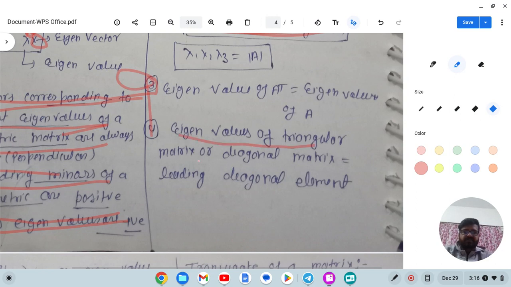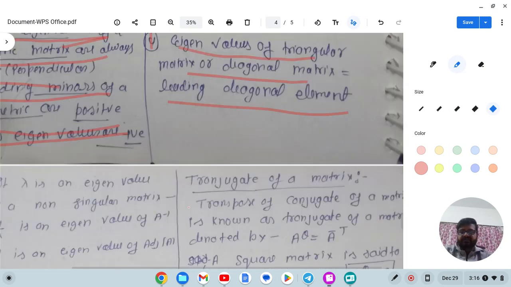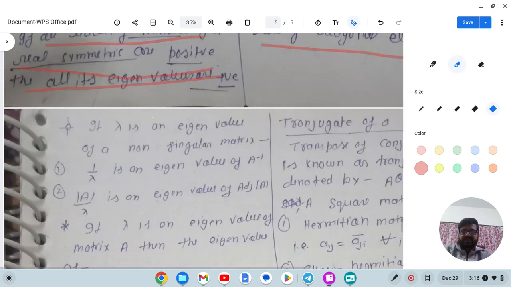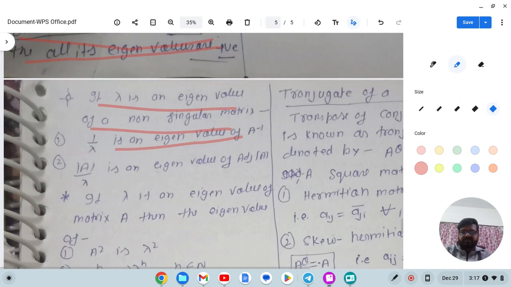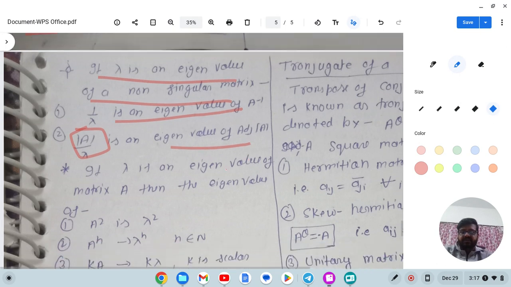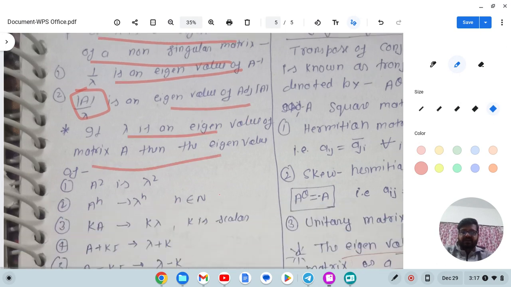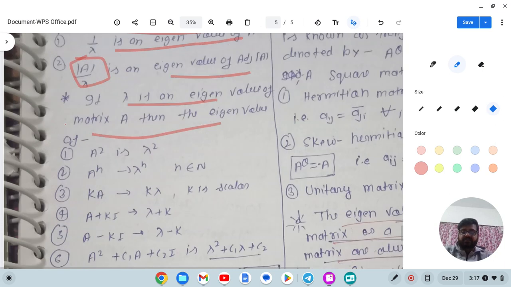Eigenvalues of a triangular matrix or diagonal matrix are the leading diagonal elements. If lambda is an eigenvalue of a non-singular matrix, 1 upon lambda is an eigenvalue of A inverse. This is a very good point. Also, there is a corresponding eigenvalue of adjoint A. If lambda is an eigenvalue of matrix A, then consider the eigenvalues of A square. These points are very important. Keep in mind, all these points are very important.